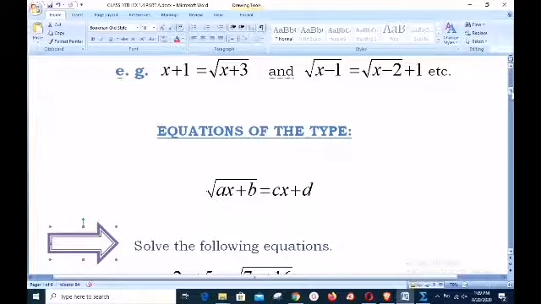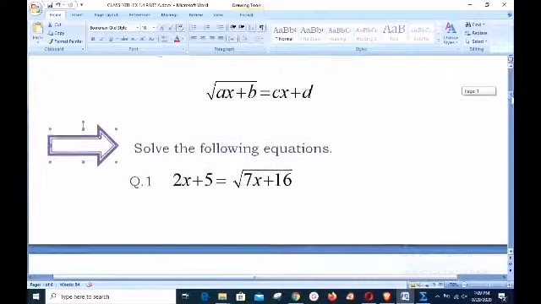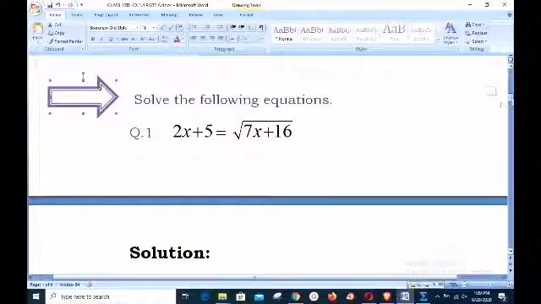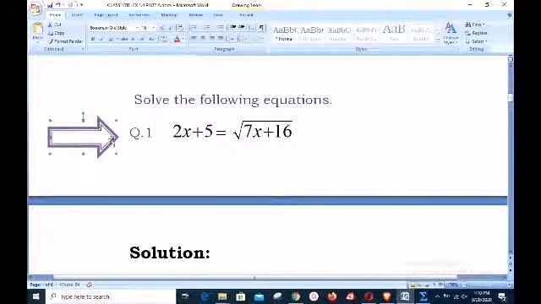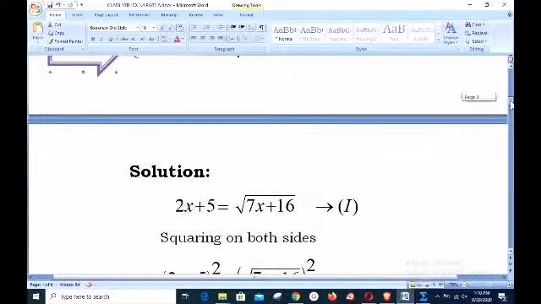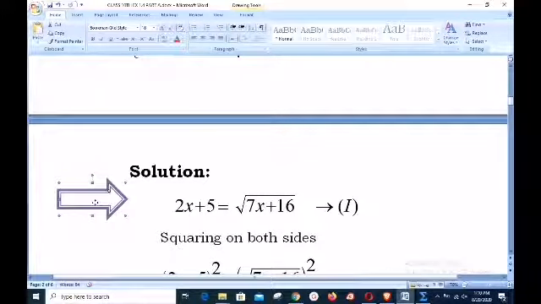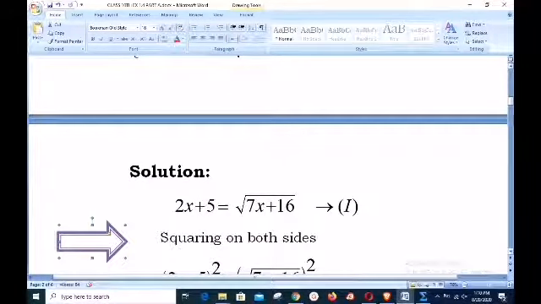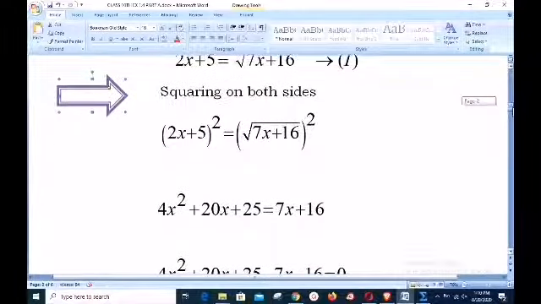Starting question number 1, exercise 1.4, statement says solve the following equations. Question number 1 is 2x plus 5 is equal to square root of 7x plus 16. Starting our solution, writing the same question in the first step and giving it equation number 1. In the next step, by squaring both sides, we have the left hand side whole square is equal to right hand side whole square.